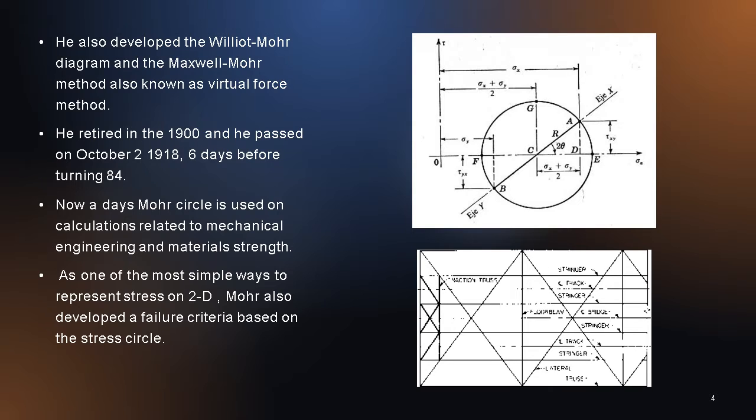Nowadays, the Mohr circle is used in calculations related to mechanical engineering and material strength as one of the simplest ways to represent stress in two dimensions. Mohr also developed a failure criterion based on the Mohr circle. What can we say also about the Williot-Mohr diagram? It has numerous problems, and that is why it is not commonly used. It is only applicable to cantilever trusses and symmetrical trusses.